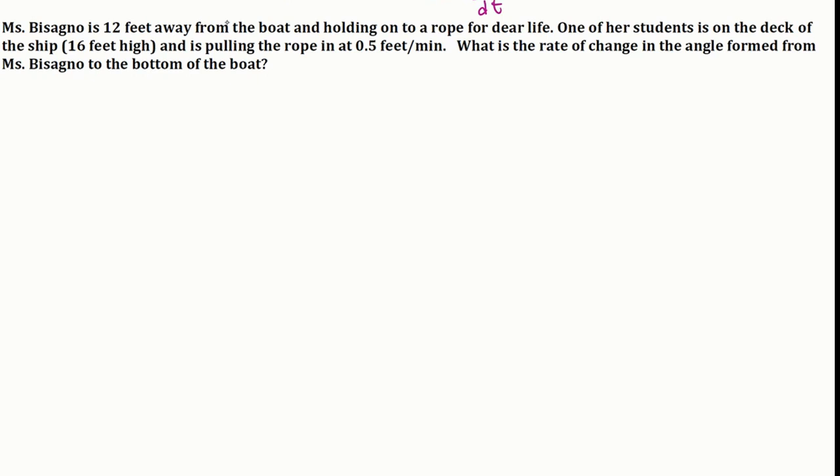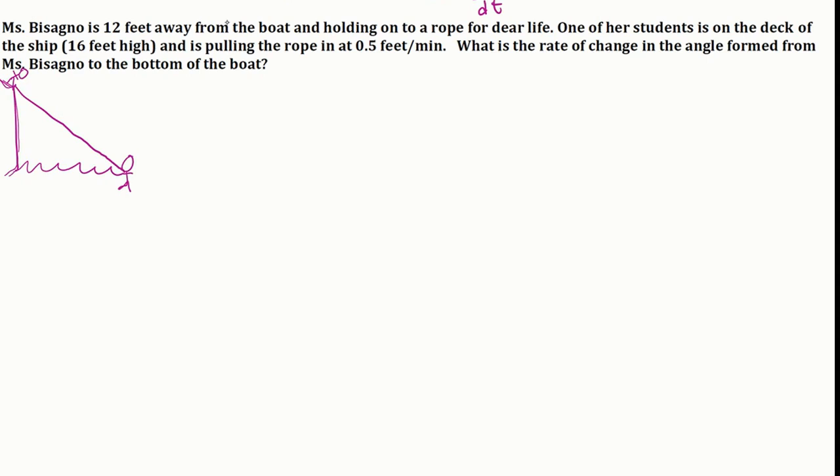So we've got a boat. I'm just going to draw like this is the boat. It's not great. Okay, there's a boat. Here's Miss Bisagno. She is holding on to a rope for dear life. One of her students is on the deck of the boat. So here's my student over here. They're holding on to a rope. Assume that rope is really tight, and I'm in the water holding on.